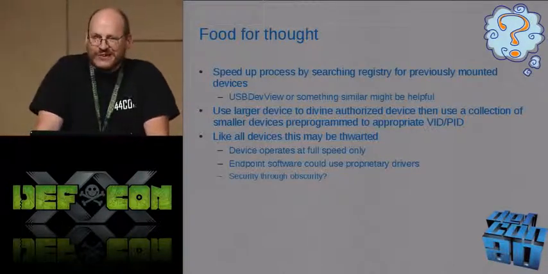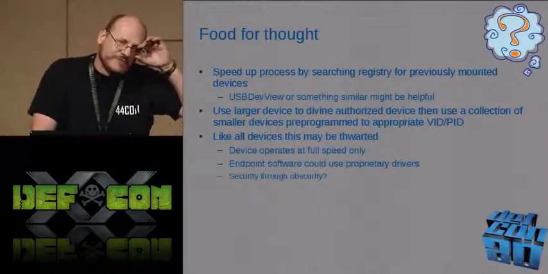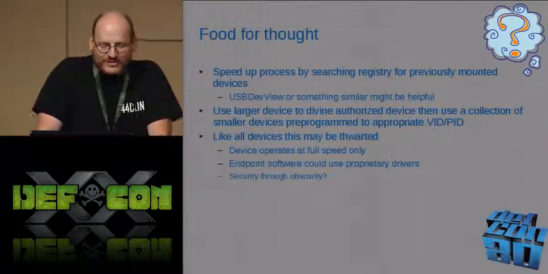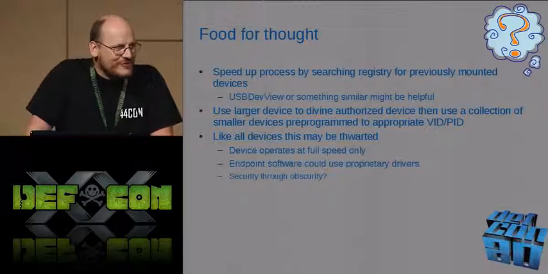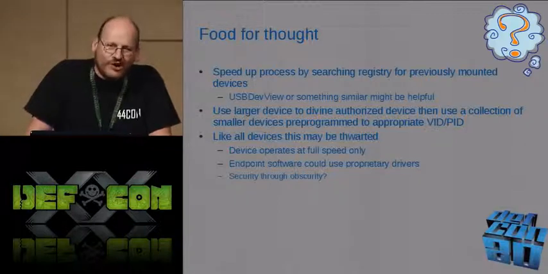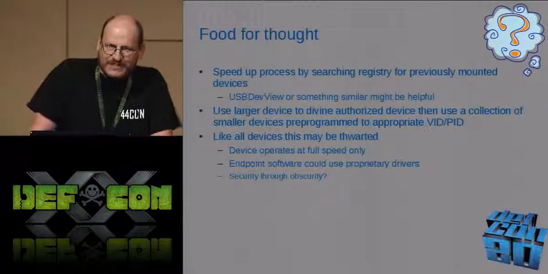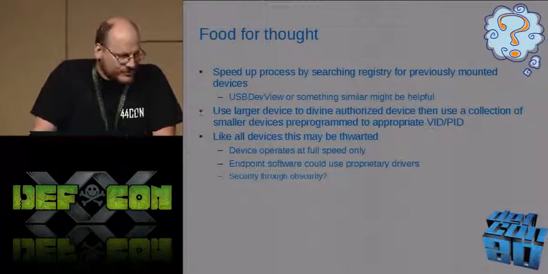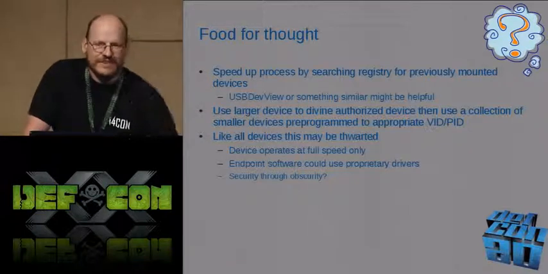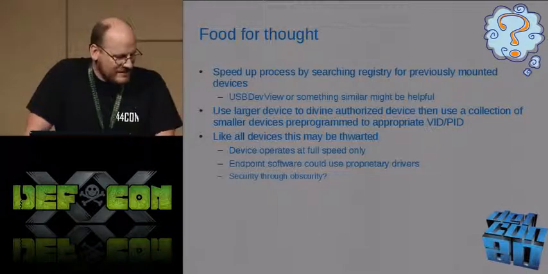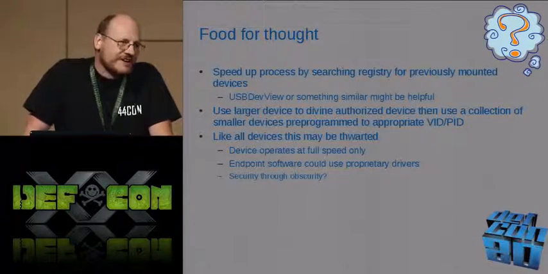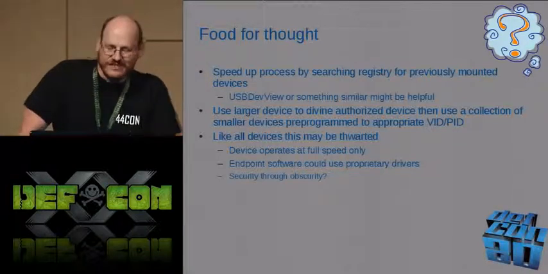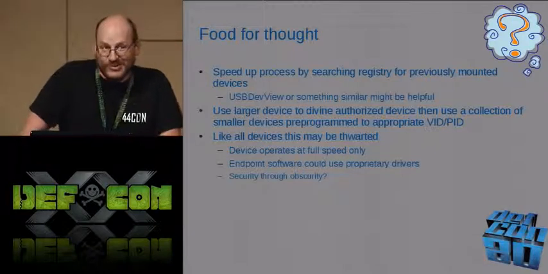Where could we go from here? Well, we could possibly speed it up again if you look in the registry and try to find an authorized VID-PID that's more previously loaded. By the way, if you're not familiar with USB Dev View, it's a nice little tool. It tells you all kinds of useful information on previously attached USB devices, not just mass storage. We could use the larger device here to divine the VID-PID and then possibly pre-program a bunch of smaller devices if we're going to go en masse and attempt to do something, say at an organization where we knew what was authorized.